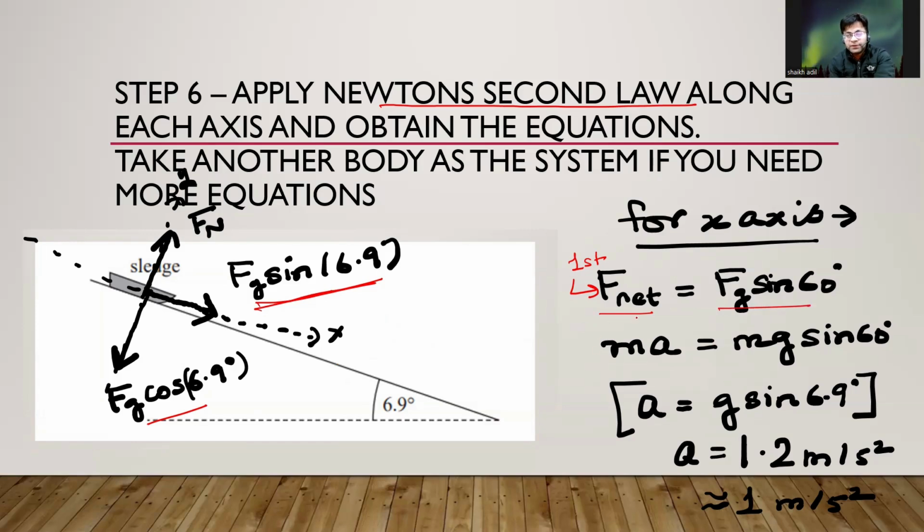Now we will apply Newton's second law and write F net as ma. So ma equals mg sin 6.9 degrees, since the force of gravity is mg. We can cancel m and we get the acceleration of the body as g sin 6.9 degrees, and g sin 6.9 degrees is actually 1.2 meters per second squared, which can also be termed as 1 meter per second squared. Now this is our answer.